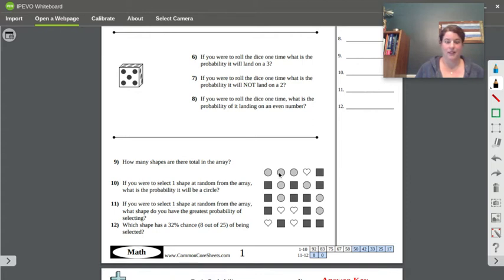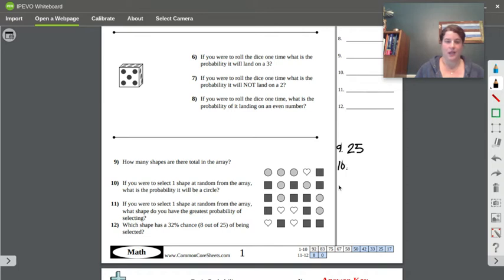All right. So let's look at this first one. How many shapes are there total in the array? So we have a square that's 5 by 5. So there would be 25 total shapes. All right. So we'll call that number 9.